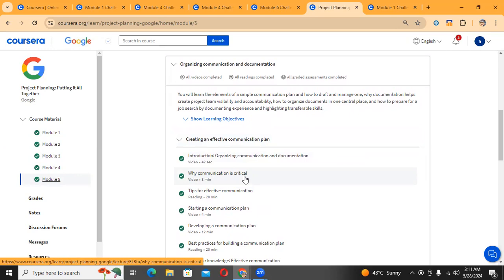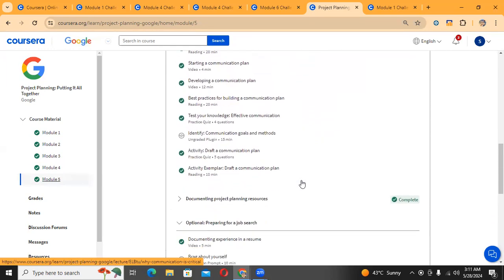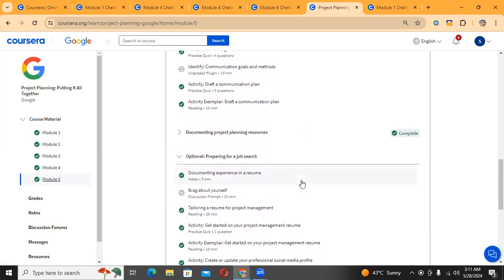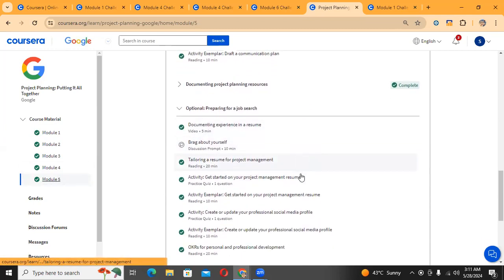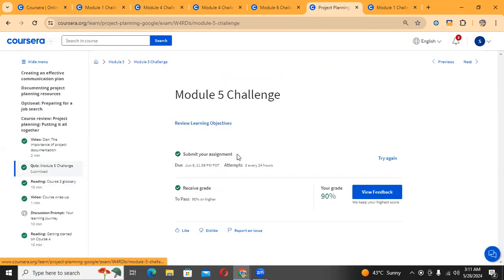So understanding the importance of organization to enhance team visibility and accountability. So let's do the quiz from this module.